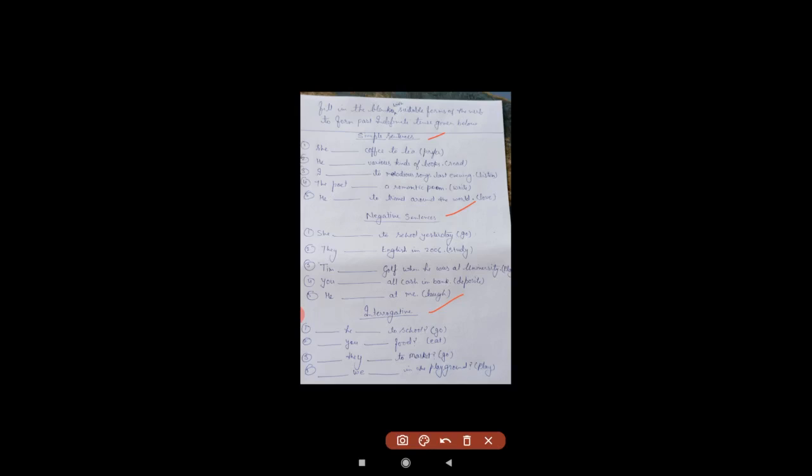Students, I have already told you how to form simple, negative and interrogative sentences, so I think you will not face any difficulty. And students, complete this exercise and take a click and send it to the WhatsApp group.